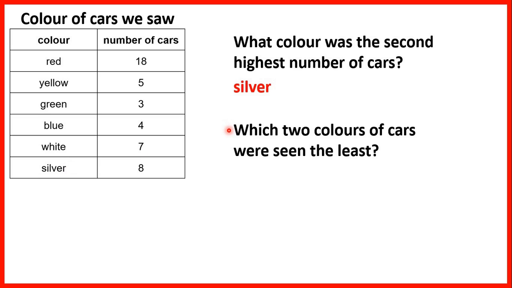Now, which 2 colours of cars were seen the least? So here we need to find the 2 smallest numbers. So the smallest numbers we have here are 3 and 4, but because it asks for the colours of cars, rather than writing 3 and 4 as our answer, we need to write green and blue.